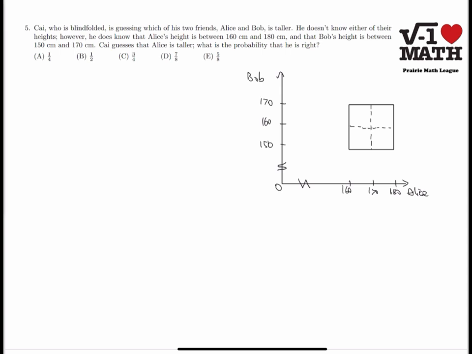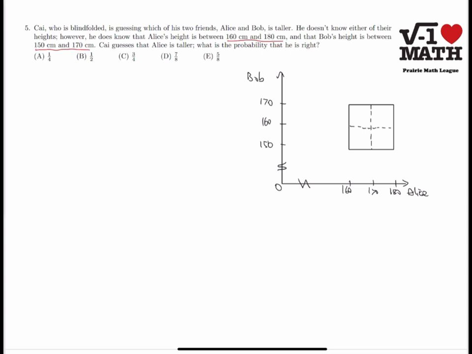He doesn't know either of their heights, but he does know that Alice's height is between 160 centimeters and 180 centimeters, and Bob's is between 150 and 170. Kai guesses that Alice is taller, and we wish to find the probability that he is right. In other words, we wish to find the probability that Alice is taller than Bob.